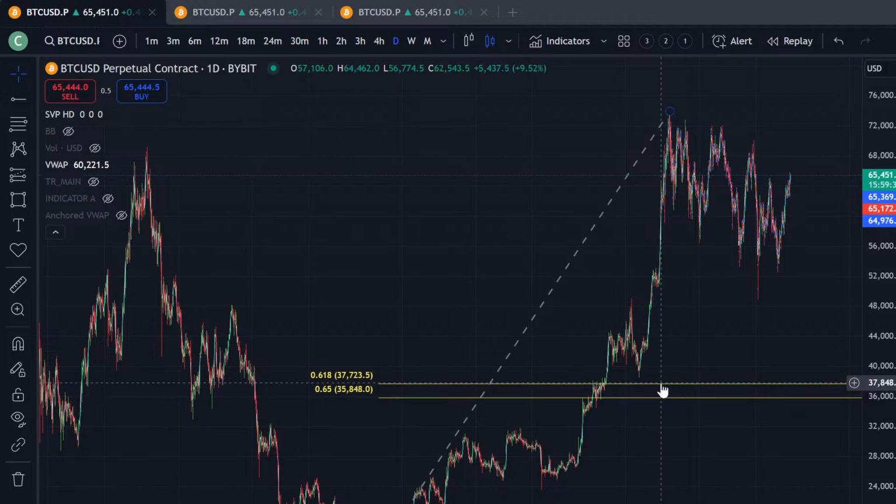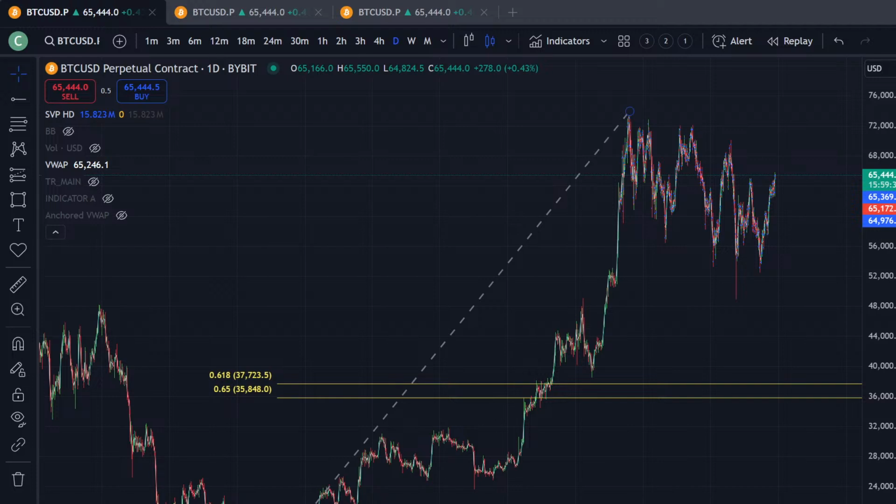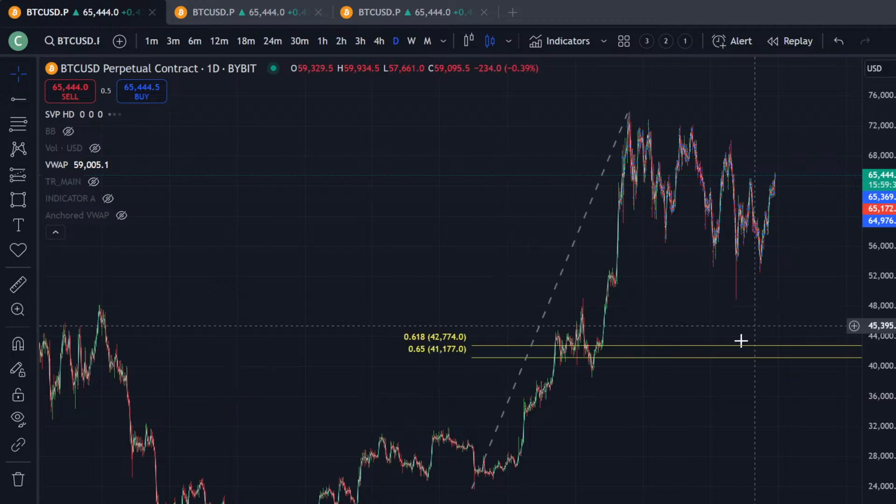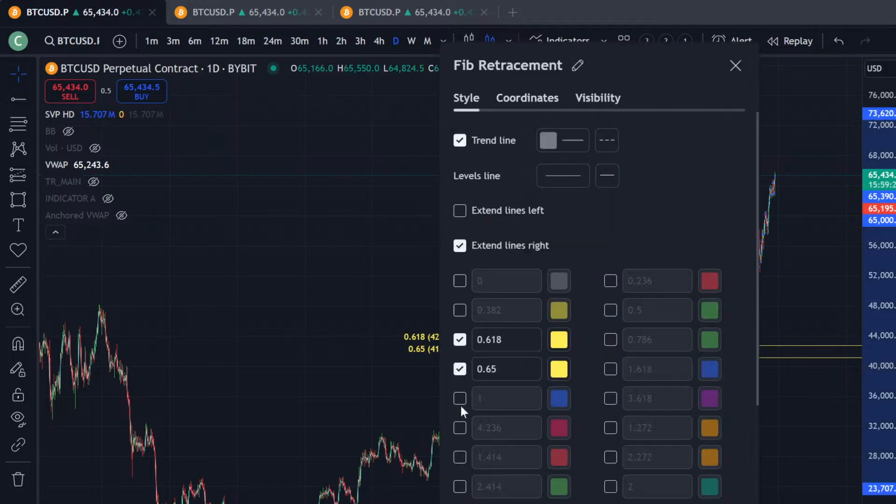There's a golden pocket. We expect it to be hit at some point, but it seems unlikely right now. And the fibs, we draw them from everywhere. We draw it from bottom to top. What I do, I just mark the golden pocket. That is the most important, but we also have all the other important levels, 0.5 and 0.786.